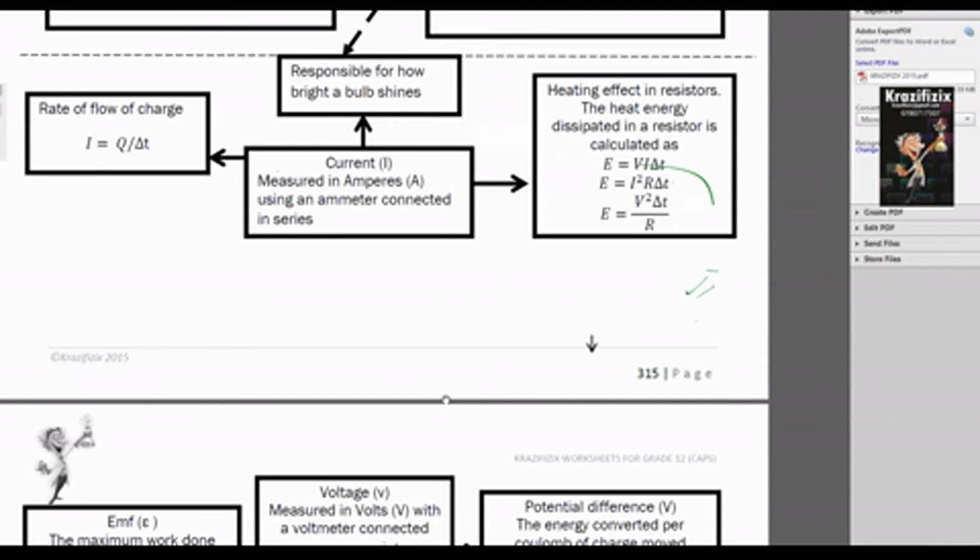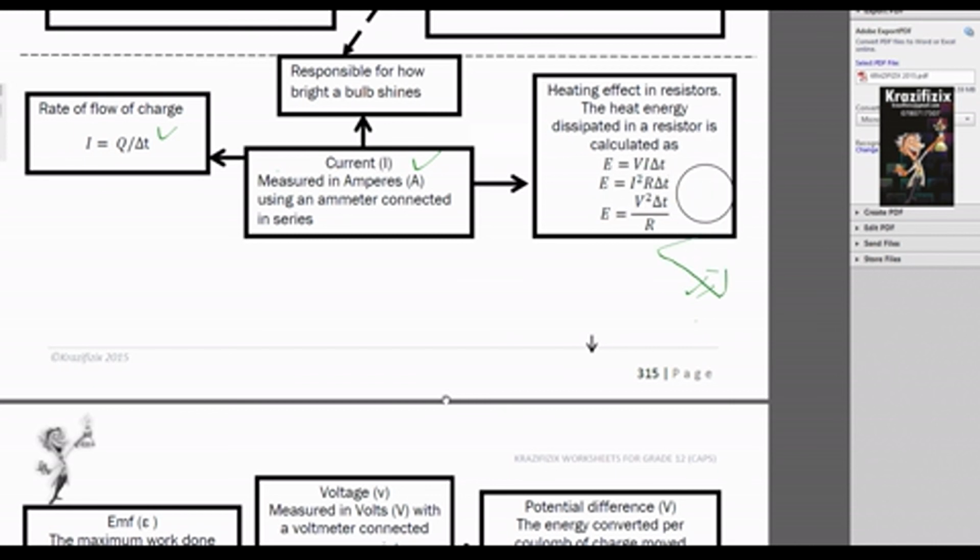So with lower resistance, that's why if you're buying any appliance, you always buy an appliance with a very low resistance, because you want the power to be high there. All right. Current is the rate of flow of charge. Current is measured in amperes with an ammeter connected in series.